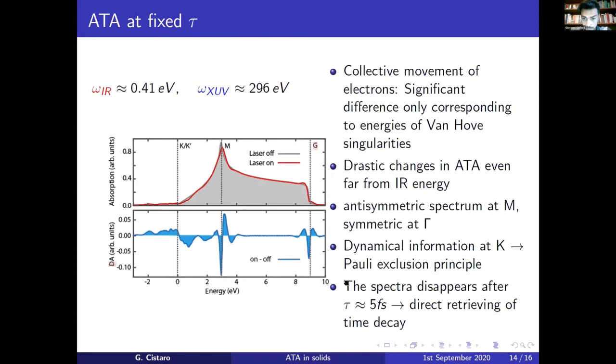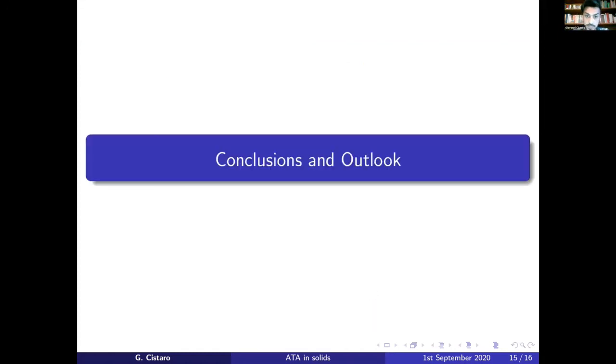Finally, the spectra that I'm plotting here correspond to a time delay of 0 femtoseconds between the IR and XUV. If we do the same after 5 femtoseconds, we see that the difference between the red line and the gray line is almost 0. And this tells us that from the ATA spectrum, we can really retrieve the time decay of the core hole, because 5 femtoseconds is the lifetime of the core hole for us.